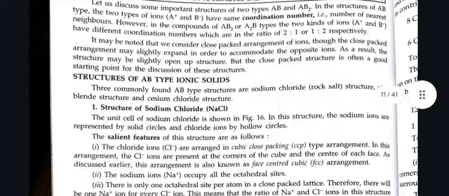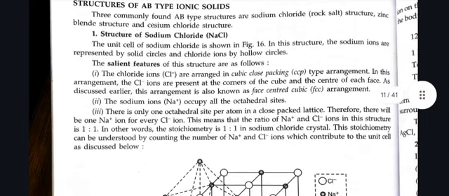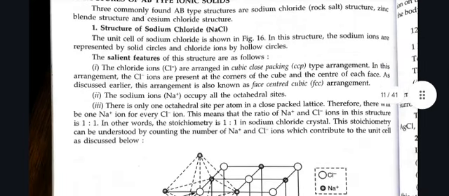Structure of AB type ionic solids. Three commonly found AB type structures are sodium chloride, rock salt or NaCl structure, zinc blende structure and cesium chloride structure. Now point number one, structure of sodium chloride, NaCl. The unit cell of sodium chloride is shown in figure 16. In this structure, the sodium ions are represented by solid circles and chloride ions by hollow circles. The salient features of this structure are as follows.